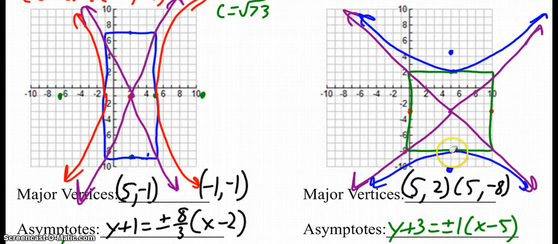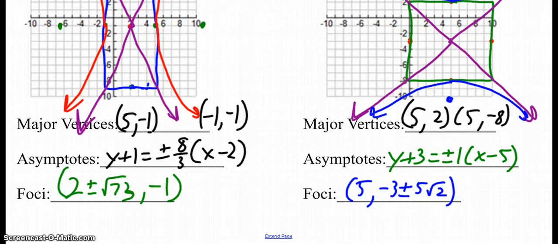And so then again, once I do the graph, it's actually easier to see these points. That's how I got (5, 2) and (5, -8). The asymptotes go through the center, so that's the point (5, -3), and they both have a slope of 1 or negative 1, so plus or minus 1, and then I wrote the foci.